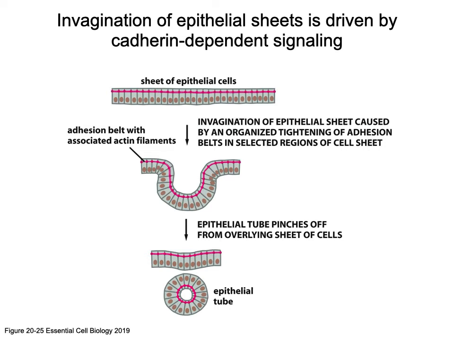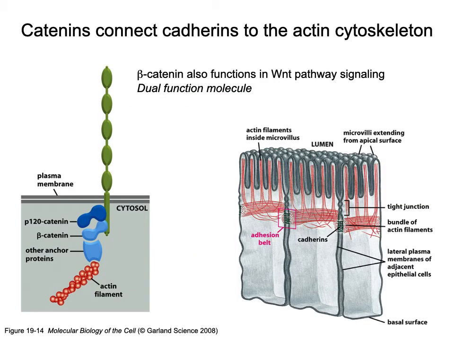If you take developmental biology, you will talk more about adhesion, cadherins, and their role in allowing for the formation of the gut and the neural tube. Catenin is what allows the cadherins to attach to the actin cytoskeleton.